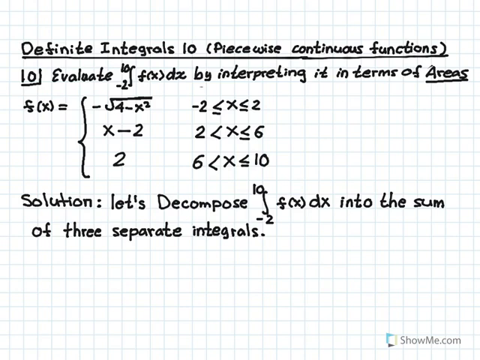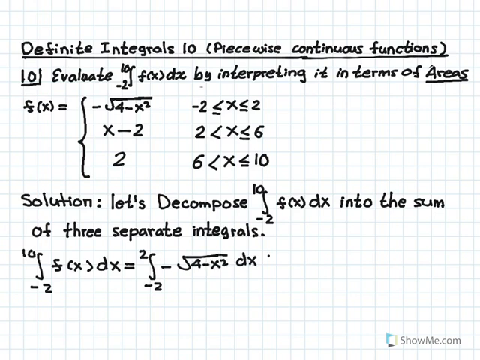So let's decompose this integral from minus 2 to 10 of f of x dx into the sum of three separate integrals. So we have the integral from minus 2 to 10 of f of x dx is going to be equal to the integral from minus 2 to 2 of minus root of 4 minus x squared dx, plus the integral from 2 to 6 of x minus 2 dx, plus the integral from 6 to 10 of 2 dx.